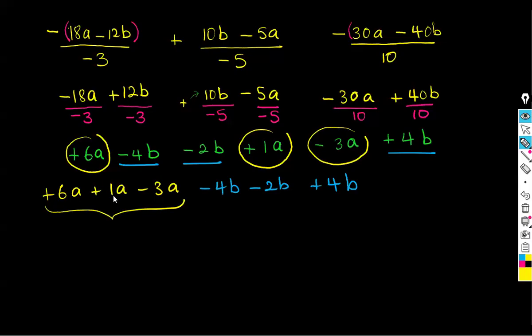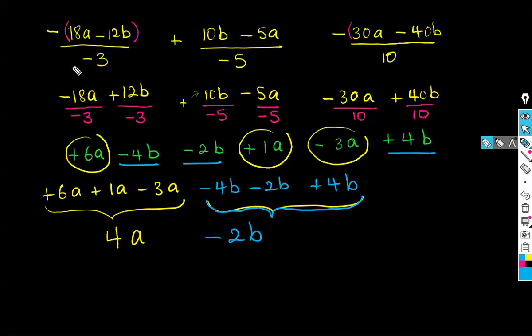6 plus 1 is 7. 7 minus 3 is 4. So here's 4a. Minus 4b minus 2b is minus 6b. Minus 6b plus 4b is minus 2b. I think the major problem with this question was how to go from here to here. Everything else was pretty easy.